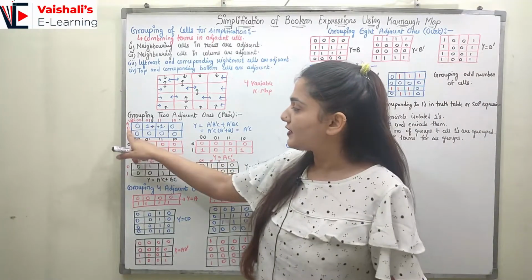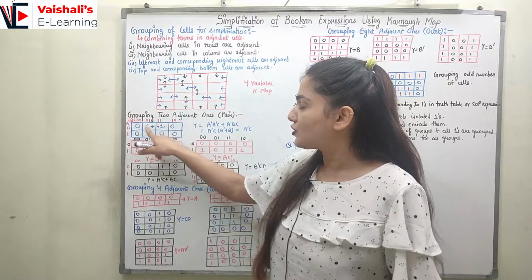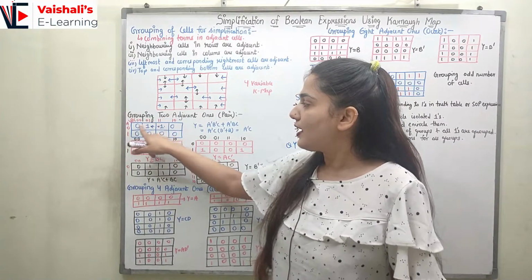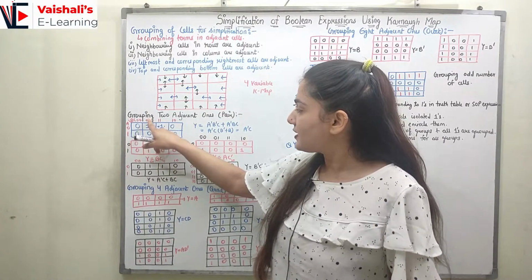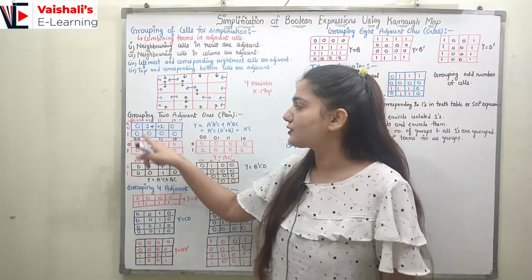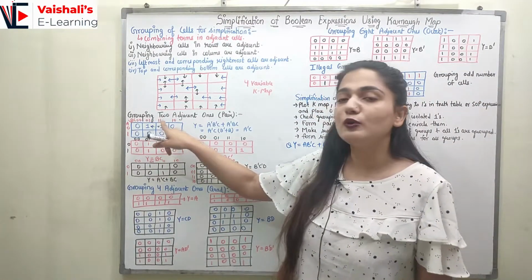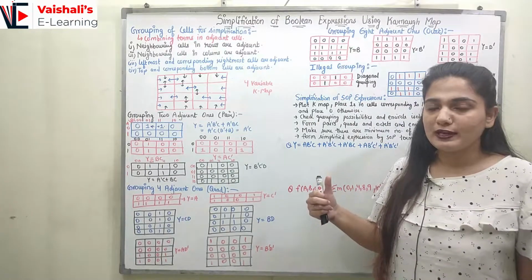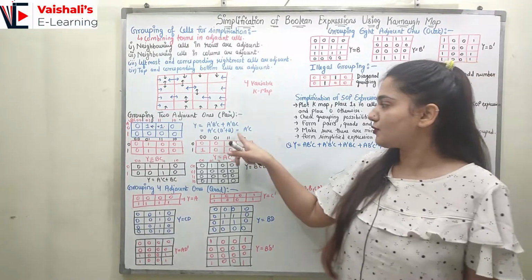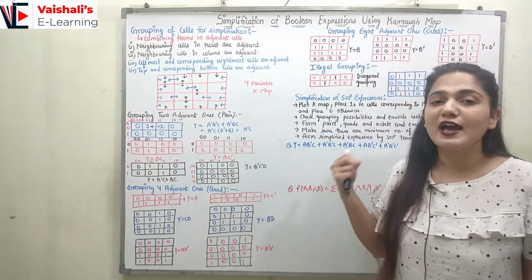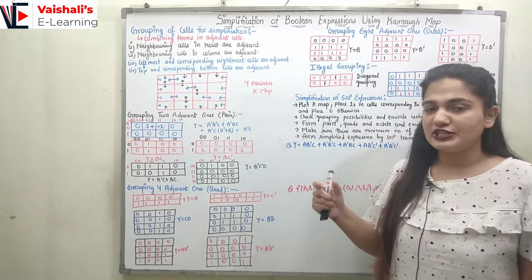What are A dash and C? If you see, A dash is not changing in these 2 cells. A is 0 for these 2 cells. Even if I look at C, that is also 1 for these 2 cells. B has the value 0 here and the value 1 here. So B is changing its value, and I can eliminate B. I will be left with A dash and C. We have to look for the variables which are common and which are not changing in the group.